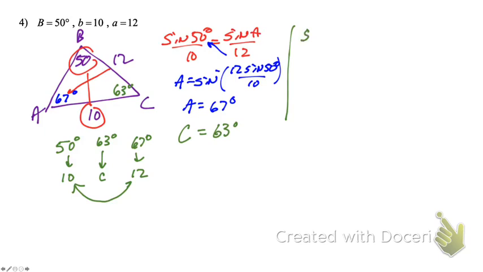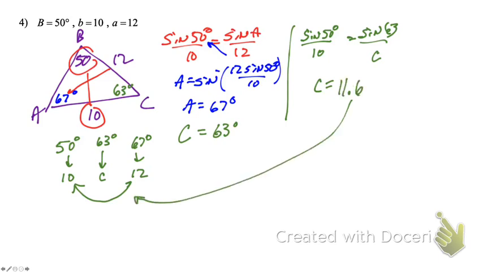For side C, I would go back and use my original combo of sine of 50 over 10, because I didn't round any of those. And I would set up sine of 63 over side C. I'll let you check my work on my notes, but I got side C to be 11.6, which is between 10 and 12 like I was expecting it to be. Remember, you could pause these at any time and work and come back and play and check your work.